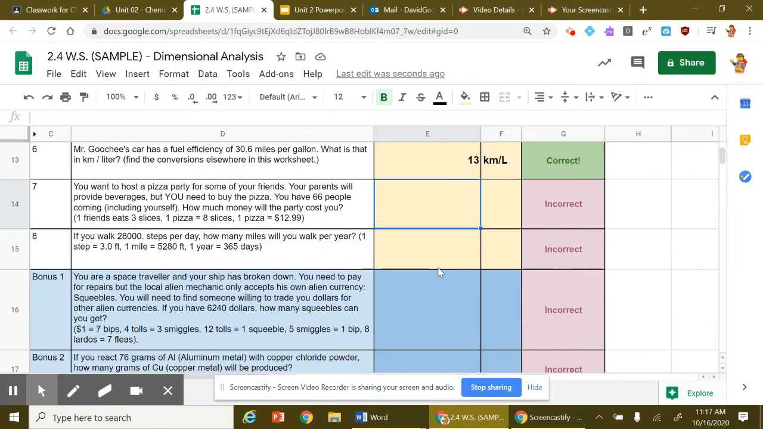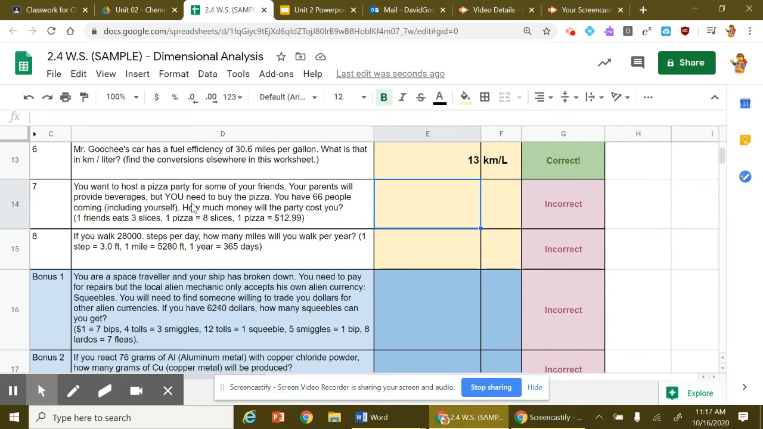Here's a fun one. You want to host a pizza party for some of your friends. Your parents will provide beverages, but you need to buy the pizza. Don't buy the people. You have 66 people coming, including yourself. How much money will this party cost you?